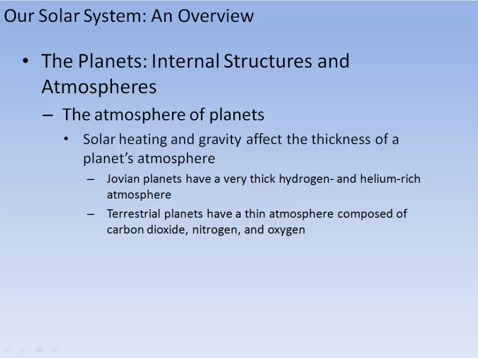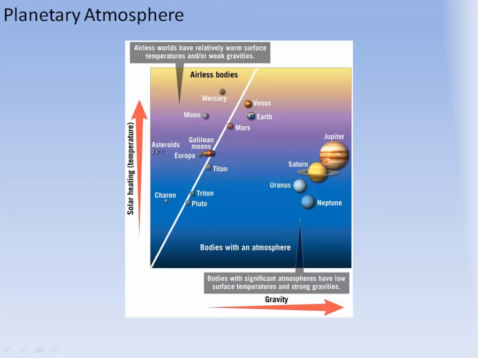The atmospheres of the planets. Solar heating and gravity affect the thickness of a planet's atmosphere. The Jovian planets have very thick hydrogen and helium-rich atmospheres. Terrestrial planets have thin atmospheres composed of carbon dioxide, nitrogen, and oxygen.